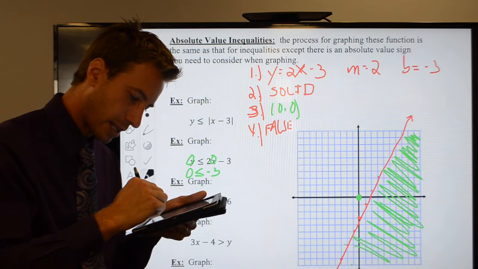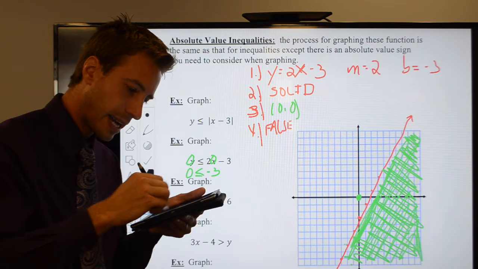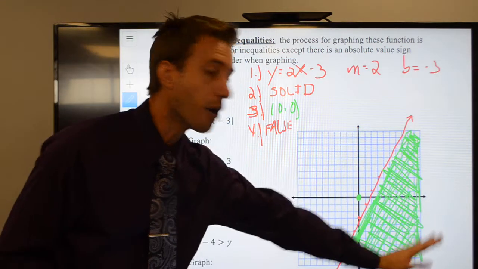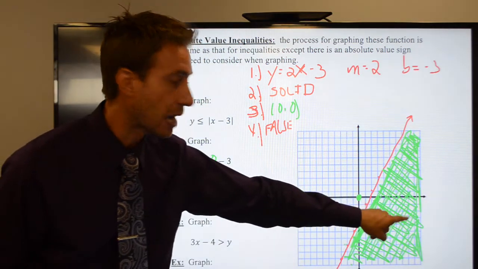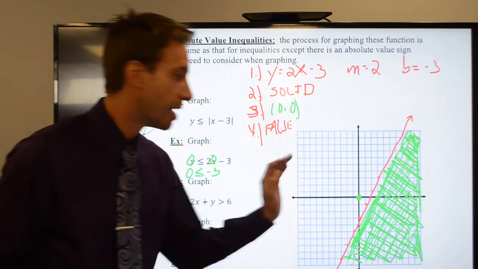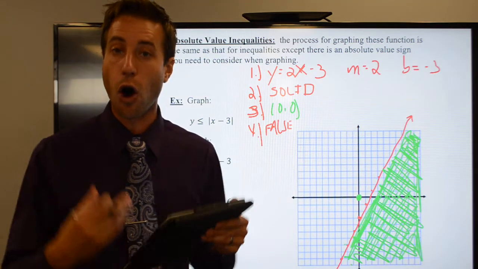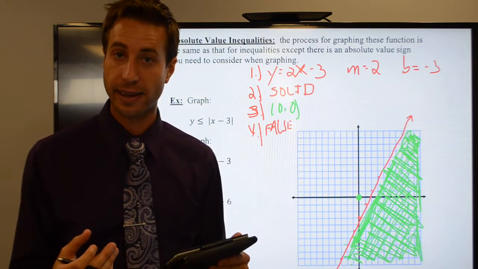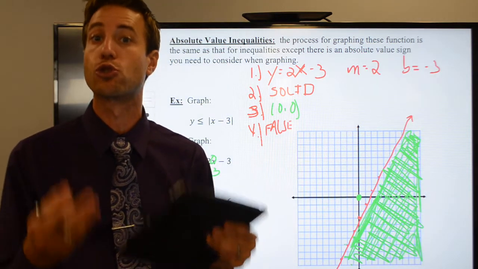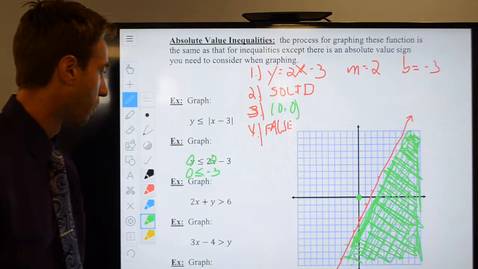Because my test point was a false statement, it is not a solution. I need everybody on the other side of the line, because everybody down here will be true. If everybody above is false, then everybody below will be true, and I'm looking for all of the solutions that satisfy the equation, all of the solutions that give me a true statement. That'll be everybody below. Fantastic.